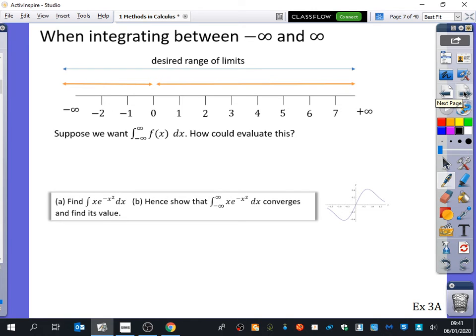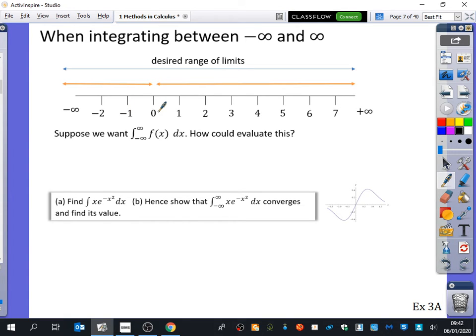So I want to integrate something between negative infinity. This is a very weird number line I've drawn. I want to integrate something from negative infinity all the way up to positive infinity. And the way that I'm going to do this is I'm going to do it as 2 separate things. If I want this blue range of limits that I've got here, I'm going to do it as 2 separate integrals. One from minus infinity to 0, plus from 0 to infinity.